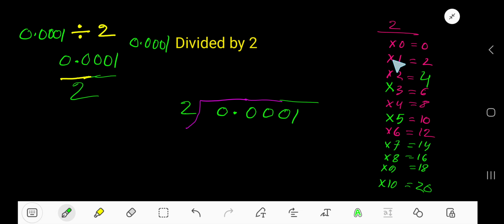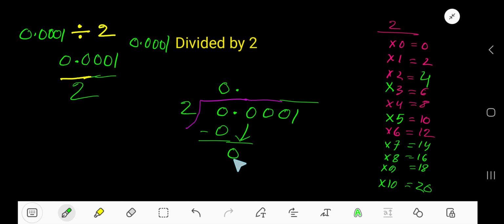Look, 2 goes into 0 how many times? 0 times. 0 times 2, 0. If you subtract, you are getting 0. Bring down this 0. Before this 0, there is a decimal. The decimal must come into the quotient directly.